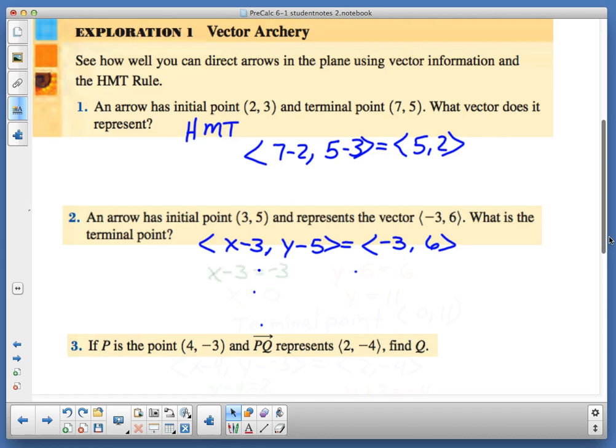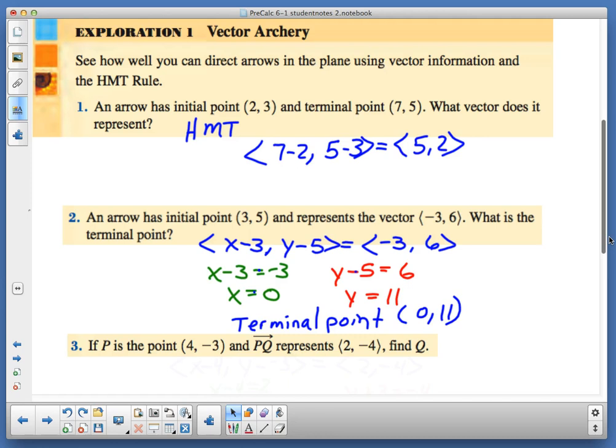So I've really got 2 values I'm working with. I've got x minus 3 equals negative 3, and I solve to find that terminal value, and it's going to be 0. I do the same thing with my y minus 5. y minus 5 has got to equal 6. So I've set that up, and I have 11. But as they set this up, what is the terminal point? They want an actual point. It's not going to be in vector notation. It's going to be a coordinate. So my terminal point is 0, 11.